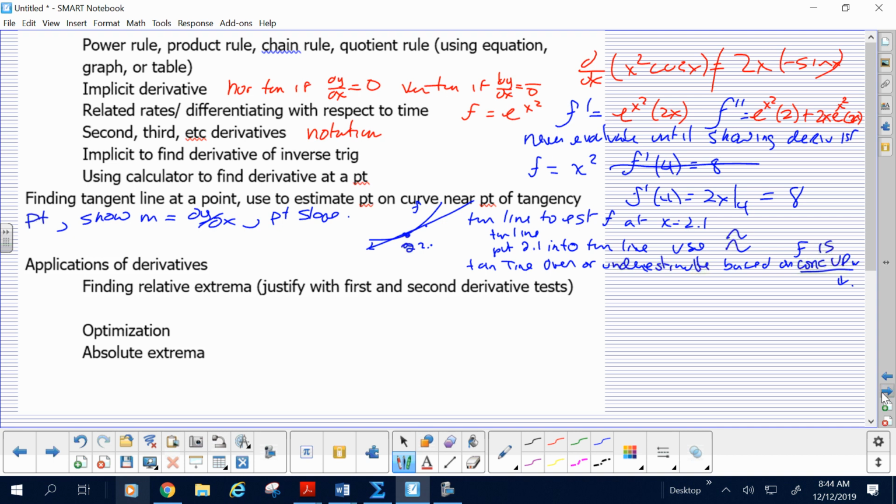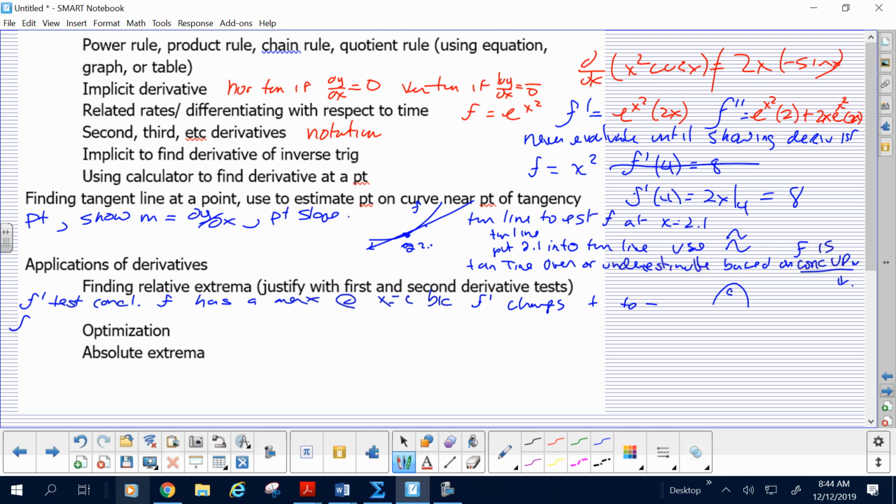Applications of derivatives, finding relative extrema, justified by the first or second derivative test. The first derivative test conclusion. There are two, obviously. Let's just do one of them. F has a max. Let's go with a max at, it could be max or min, but let's just do an example of that. A max at x equals c because f prime changes from positive to negative. Okay, now that's the first derivative test.